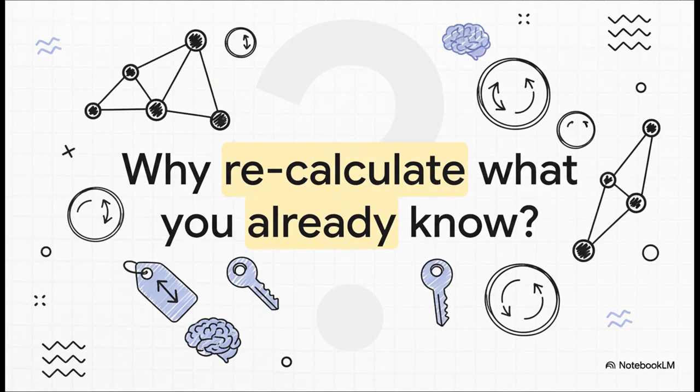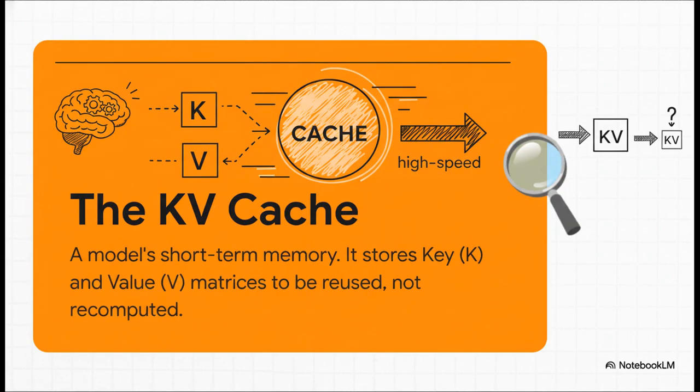Which just makes you ask, why? Why would you recalculate something you already know? I mean, the keys and values for all of the previous words, they haven't changed at all. Come on, there has to be a smarter way to do this. And of course there is. It's called the KV cache.